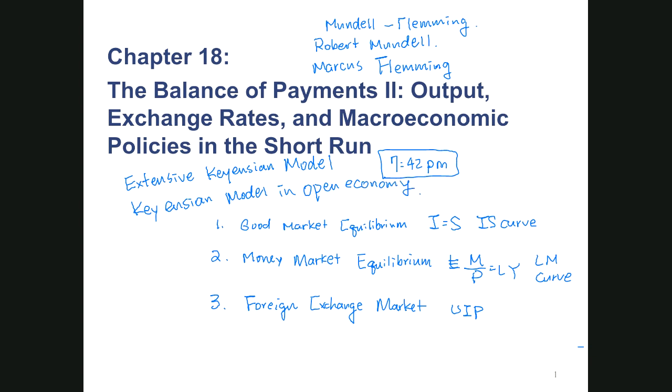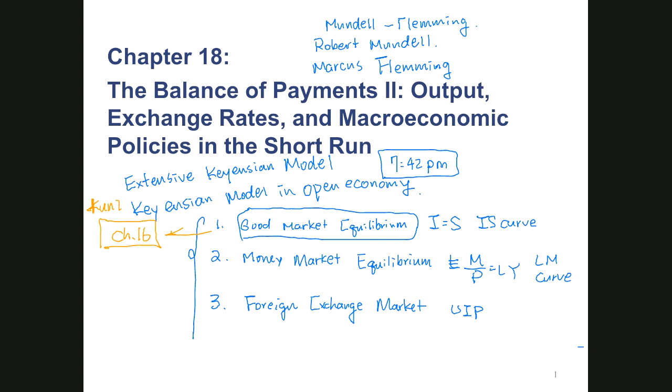So basically, it combines three different market equilibrium conditions. The first one is the goods market equilibrium condition. All the concepts that we are going to use are in chapter 16. So this is based on Simon Kuznets and national accounting.